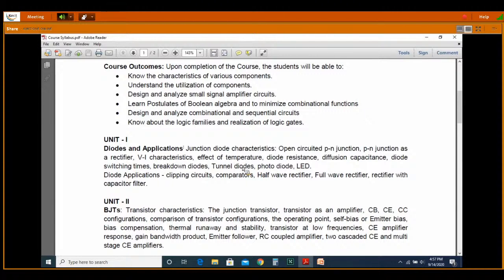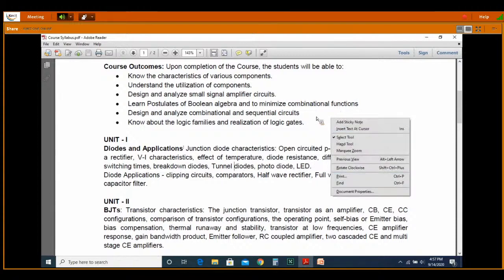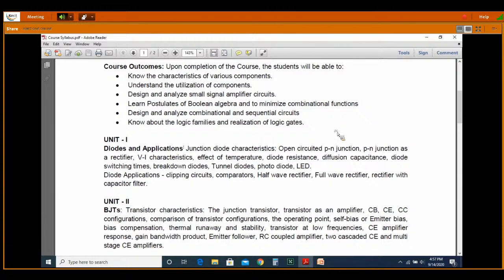There are two types of currents: tunnel current and diffusion current. There is a peak point and a valley point. That we have already seen in this fashion. The graph comes like this in forward bias. In reverse bias, it acts like a normal p-n junction diode.